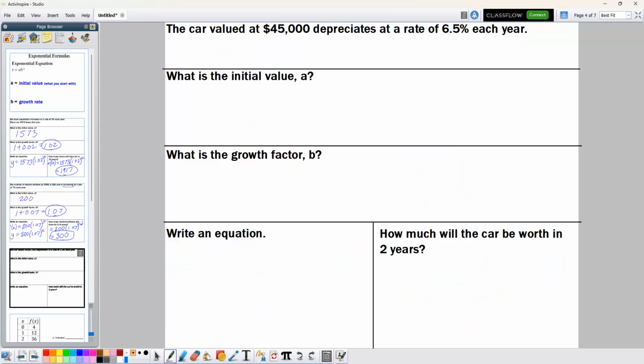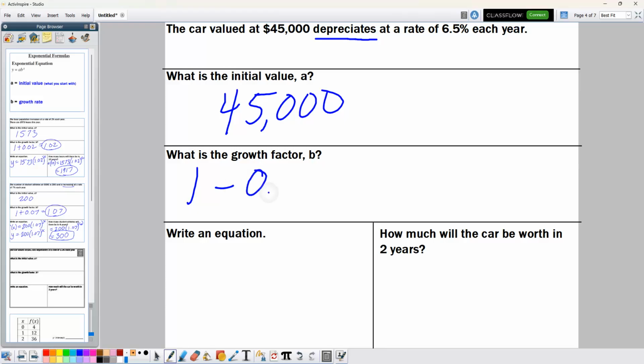The car valued at $45,000 depreciates at a rate of 6.5% each year. This one's different because our car is depreciating in value. It is losing value. We are starting with a $45,000 car, and we're not going to add. We're going to subtract: 1 minus 6.5%. So 6% would be that, and then for 6.5%, we're just going to throw that 5 at the end of it.